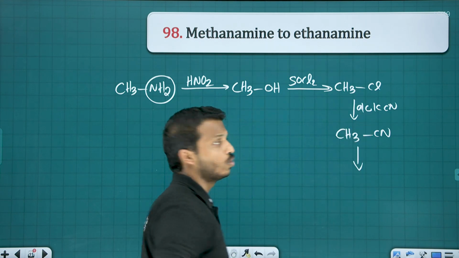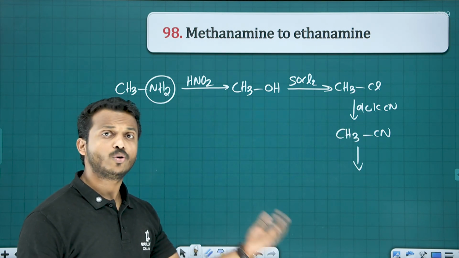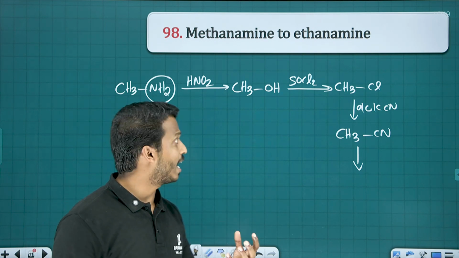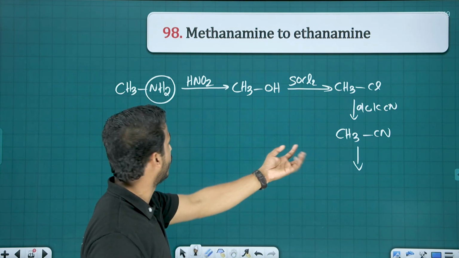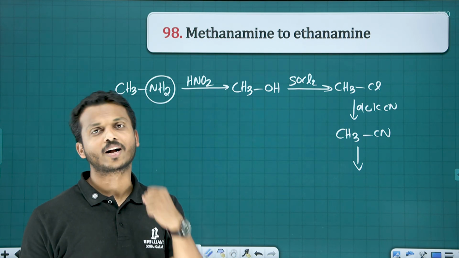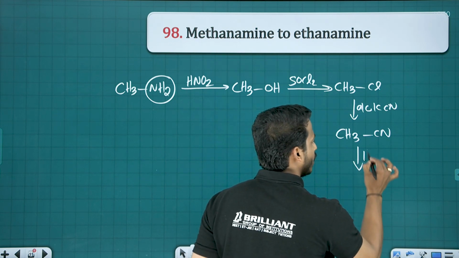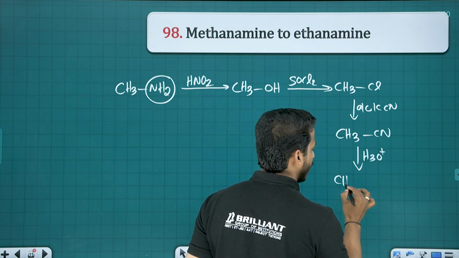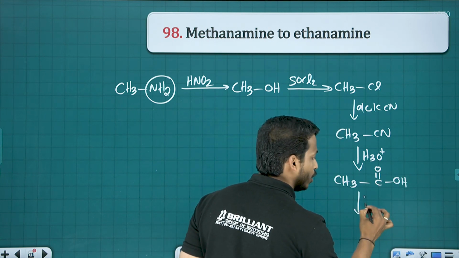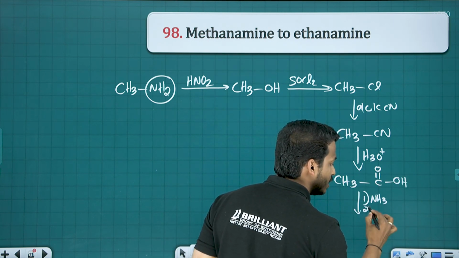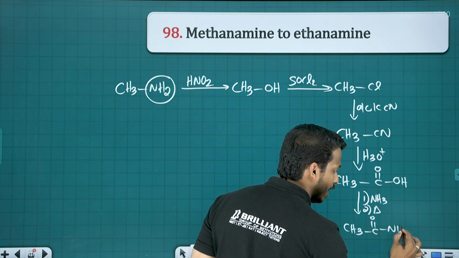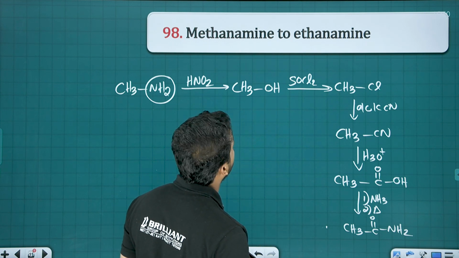How do you convert it into amine? CN, how can you convert it? Cyanide on partial hydrolysis, you get the amide, but cyanide on complete hydrolysis, you get carboxylic acid. Anyway, I'm doing complete hydrolysis first of all. So you will get carboxylic acid. Now carboxylic acid, first treated with ammonia, second with heat. What happened? It becomes amide, right?